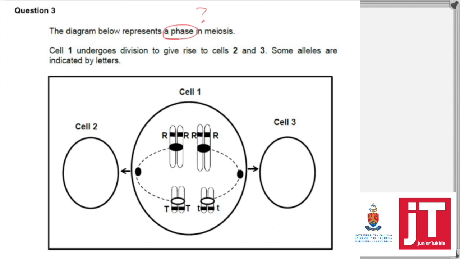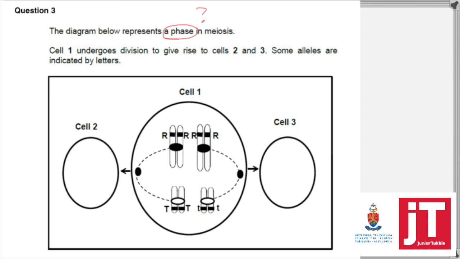So you can see question 3 starts with an image and then gives us a little bit of context. It says the diagram below represents a phase in meiosis. It doesn't say what phase in meiosis, but it does say that this is meiosis. Further to that, we've got cell 1 undergoing division that gives rise to cells 2 and 3. And then on the chromosomes, you can see that there are some alleles that are indicated by letters. So let's have a quick look at this.